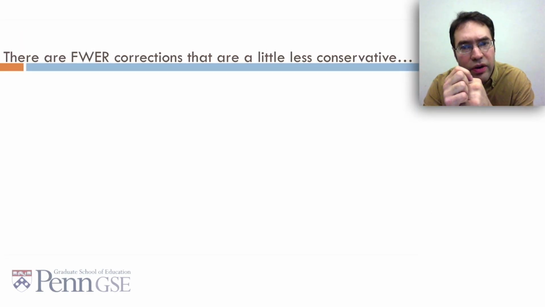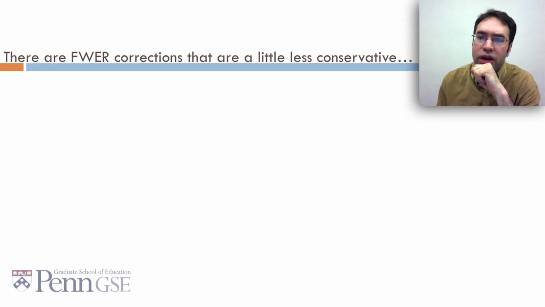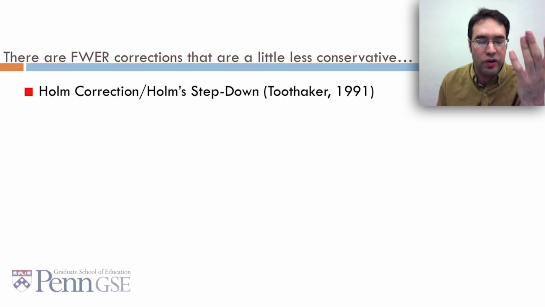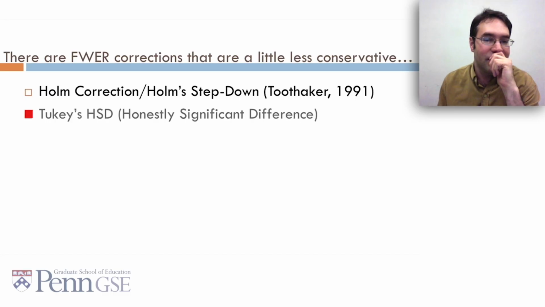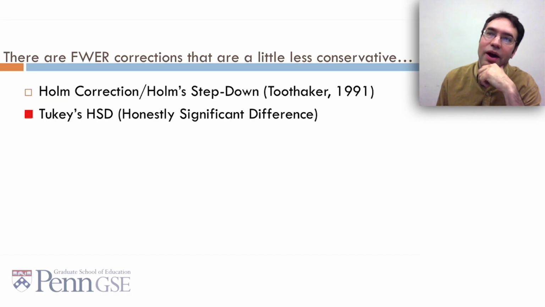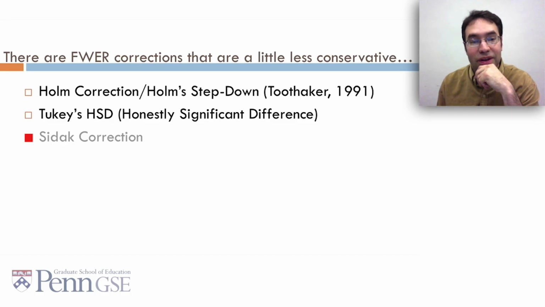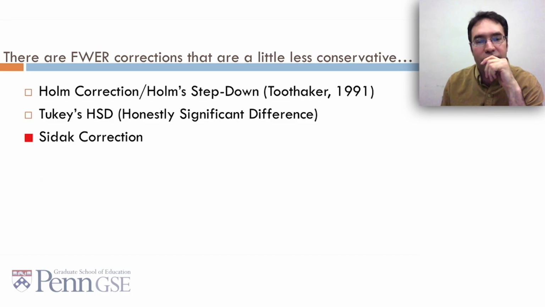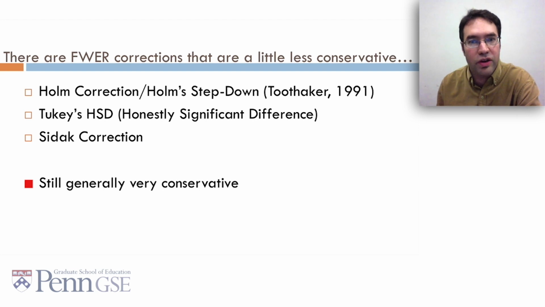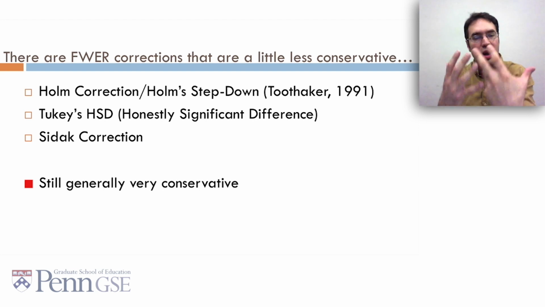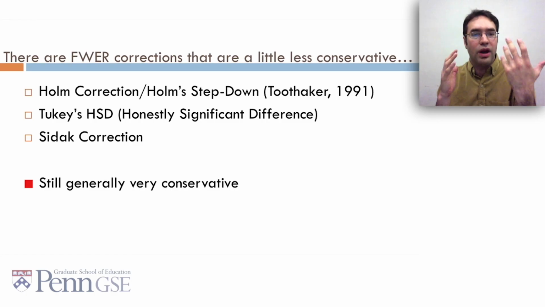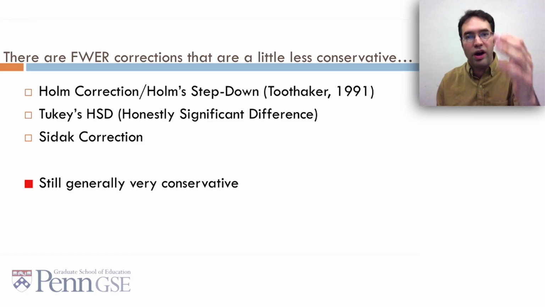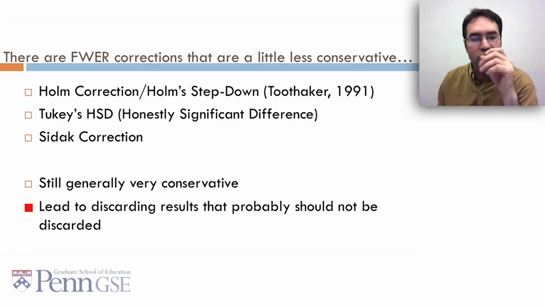There are FWER corrections that are a little less conservative than Bonferroni. People have been worrying about this problem for a while, including Holm's correction or Holm's step-down. Sounds pretty awesome, right? Like a dance. Tukey's honestly significant difference. That's a name. How can you argue with an honestly significant difference? The Sidak correction, I like that one relatively. But these are all still generally very conservative because they still all try to make sure that none of your tests are going to be not statistically significant. They want to make sure everything's okay. And this leads to discarding results that probably shouldn't be discarded.